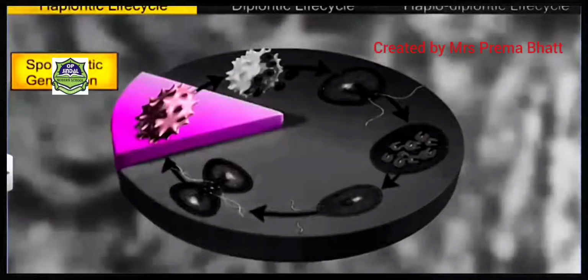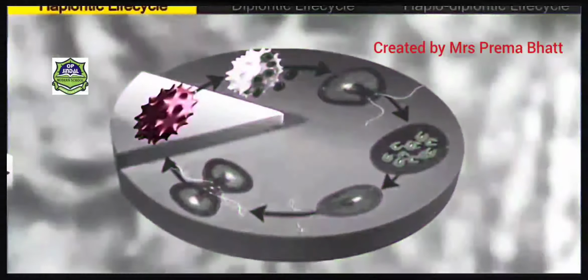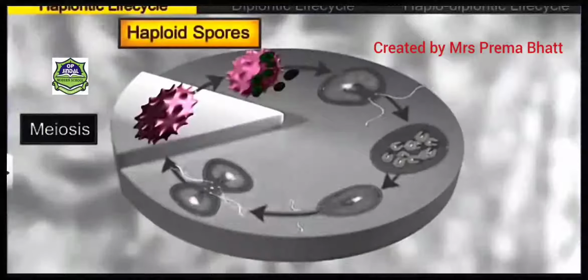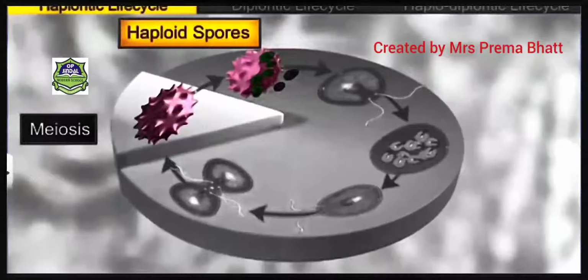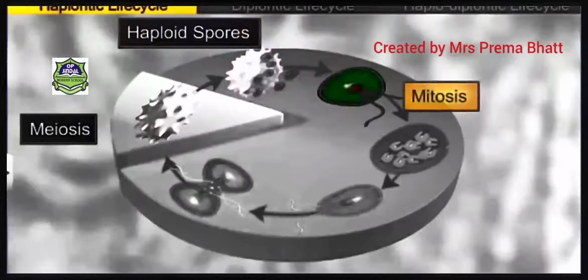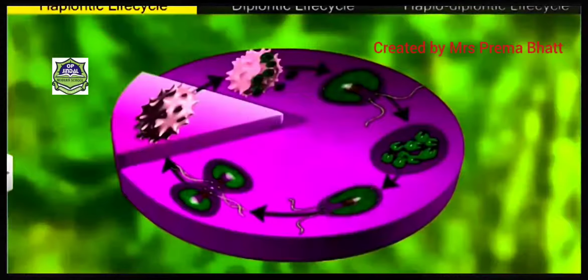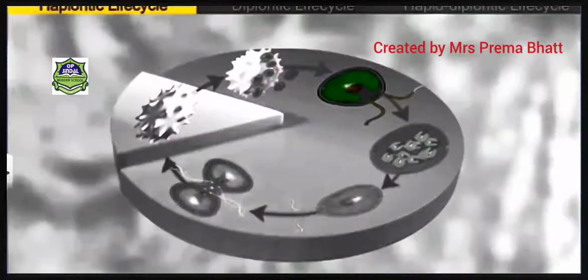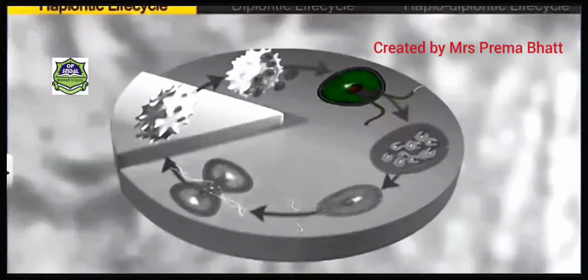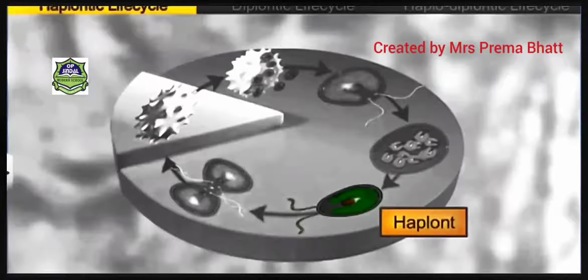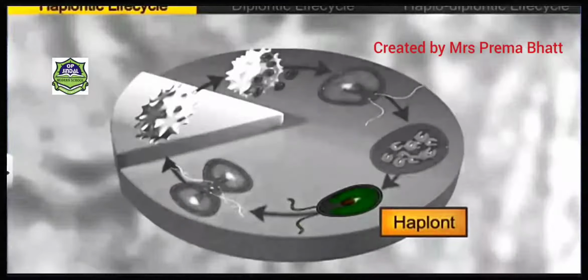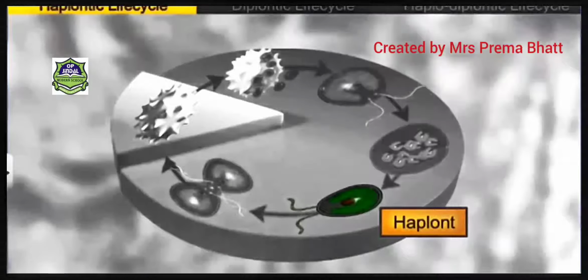Here you can see the sporophytic phase is only represented by a zygote. This zygote undergoes meiosis, produces haploid spores, and these haploid spores develop into haplonts. The gametophytic part is also known as haplont. That's why this life cycle is called the haplontic life cycle.